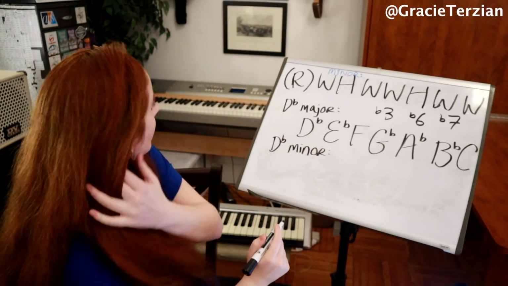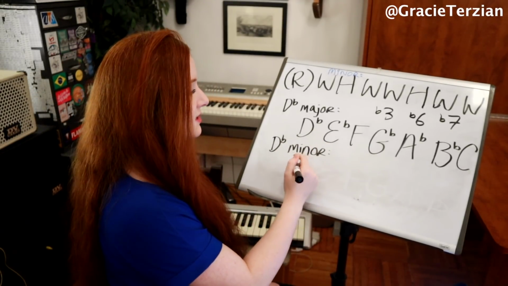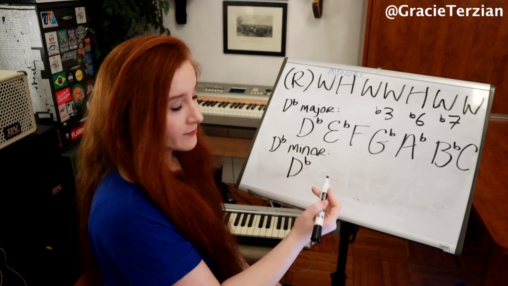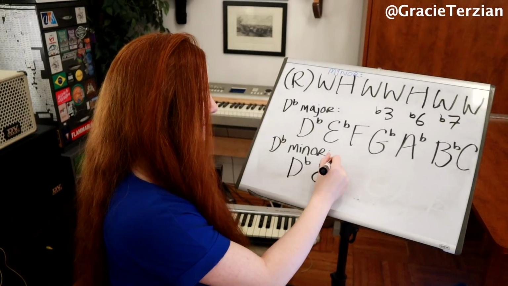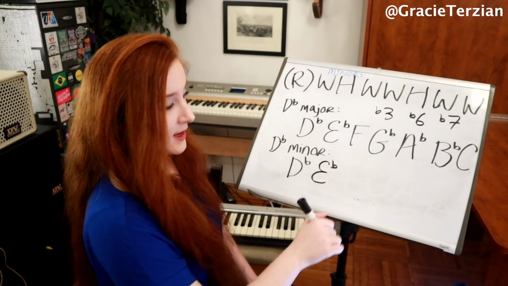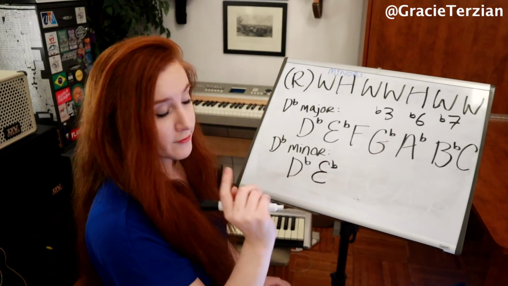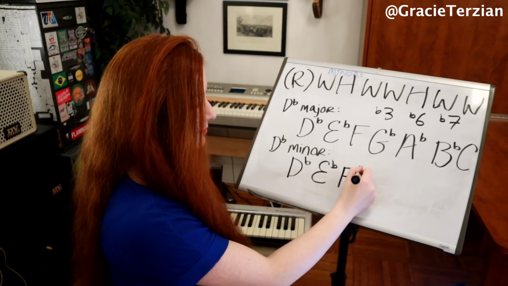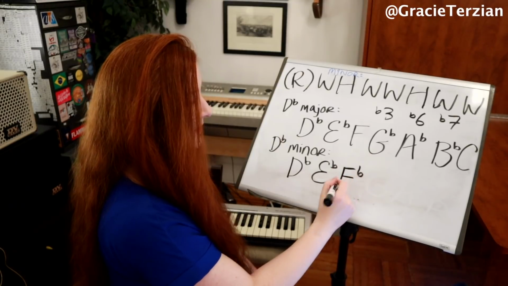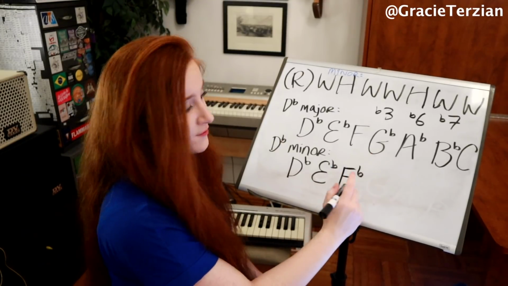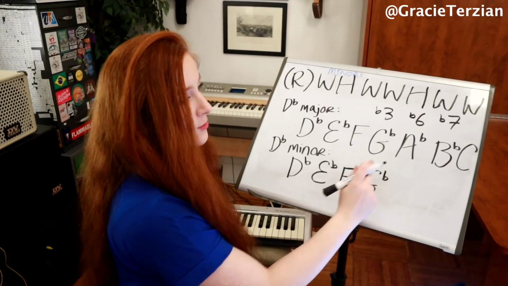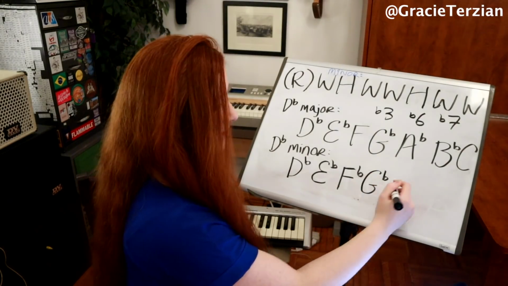Okay, so I start with a D flat, that one's fine. The first degree is okay. The second degree, E flat, that one's cool too, that can stay the same. Now the third degree, the F, I need to flatten the third, right? So this is gonna have to turn into an F flat, right? Then the fourth degree, G flat, that one can stay the same. The fifth degree, A flat, that one can stay the same as well.